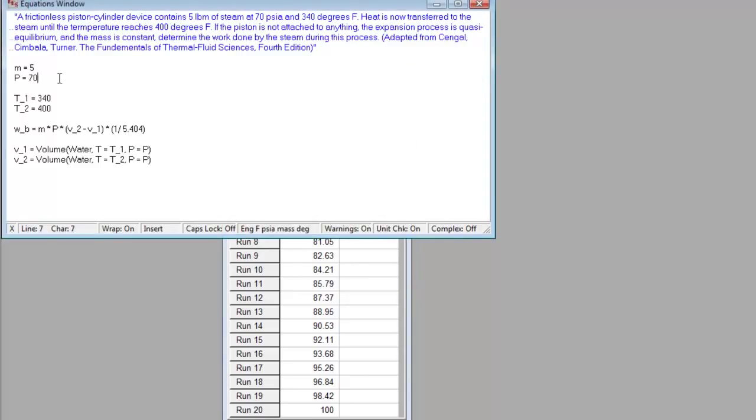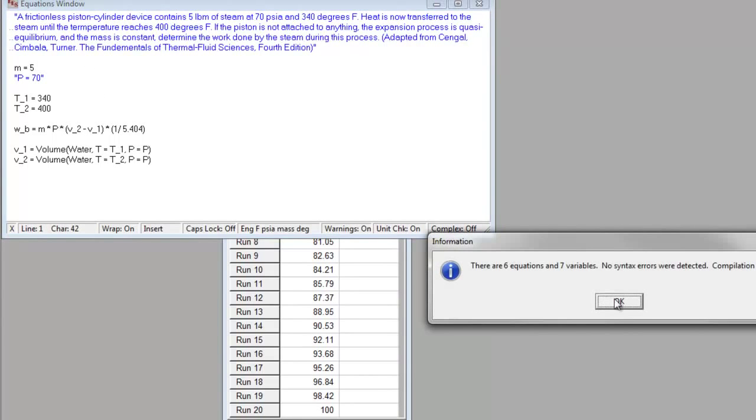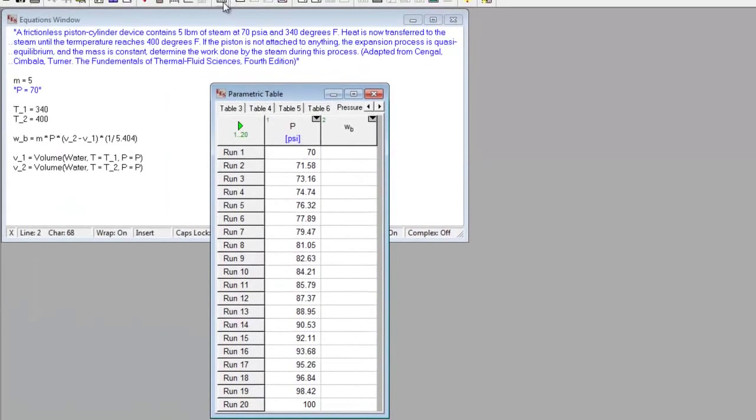What it's essentially saying is that EES cannot solve for a bunch of different values of P, since P is already defined in your equation window. So what we're going to do to fix this is simply comment out P is equal to 70. Let's check it. 6 equations and 7 variables. So that's actually what we want in this case. Let's press play, and there you go. All of the values and how they change depending on how the pressure changes.